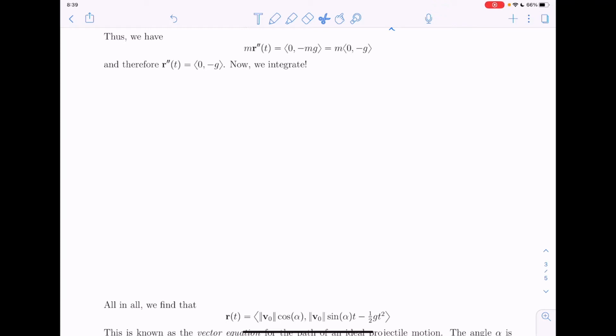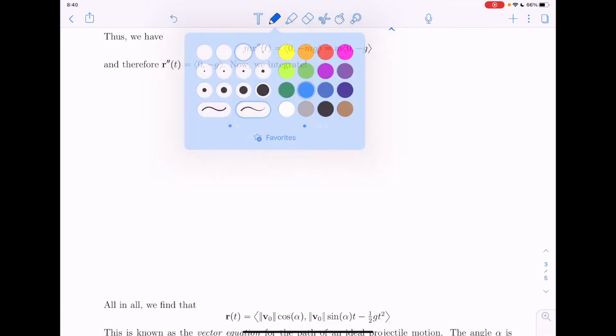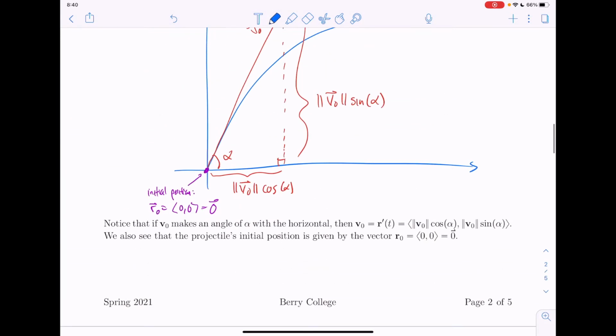Hello everybody. In this video we are going to continue the discussion on projectile motion and take a look at a couple of examples immediately afterwards. Up until this point in the conversation, we've introduced the notion of projectile motion.